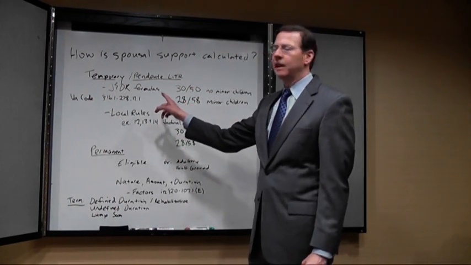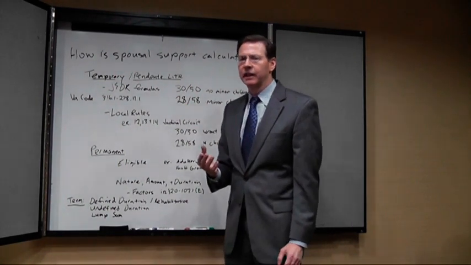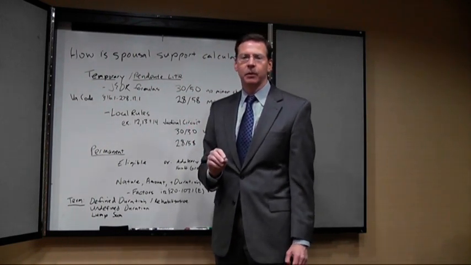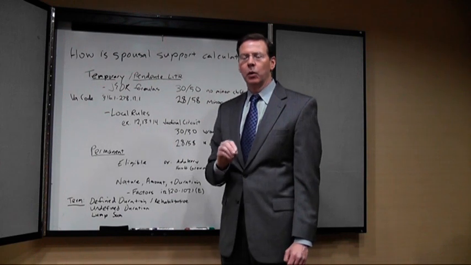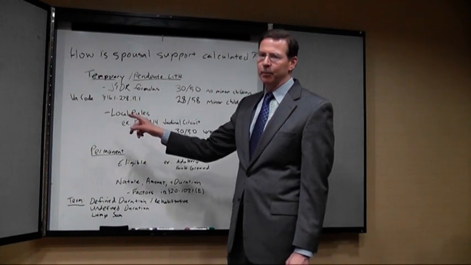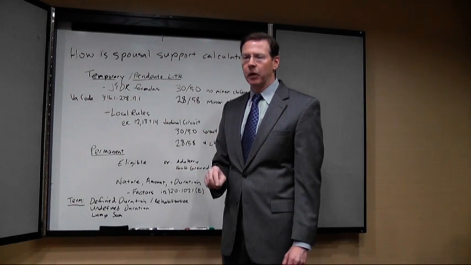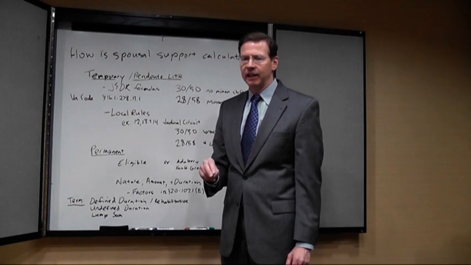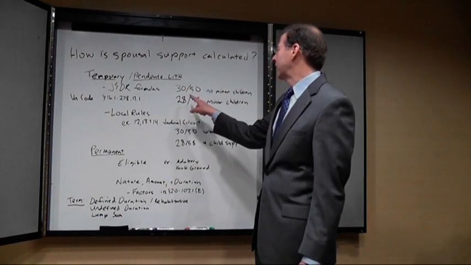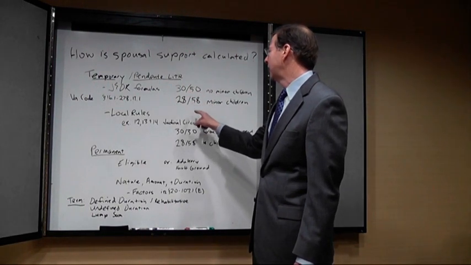Now, for temporary pendente lite relief, I mentioned there are formulas to calculate that. One that is in the code in the Juvenile and Domestic Relations District Court section of the Virginia Code, and it's Virginia Code section 16.1-278.17.1. There is a formula for pendente lite spousal support in proceedings in that court. The formulas are 30-50, and 28-58.